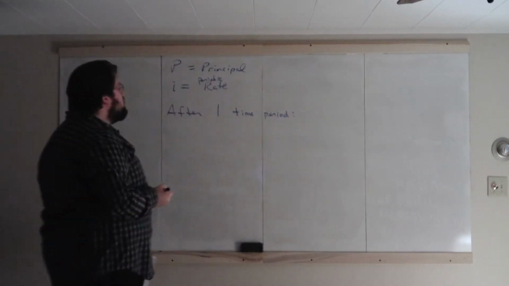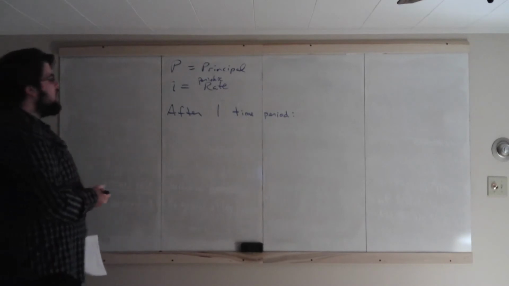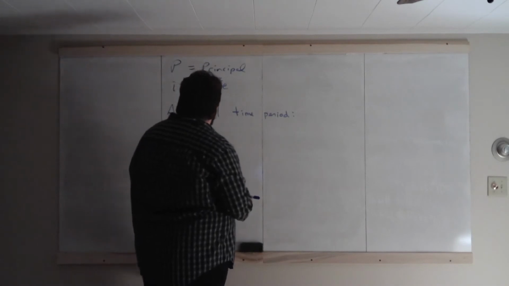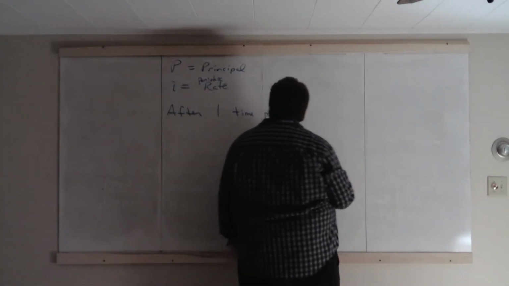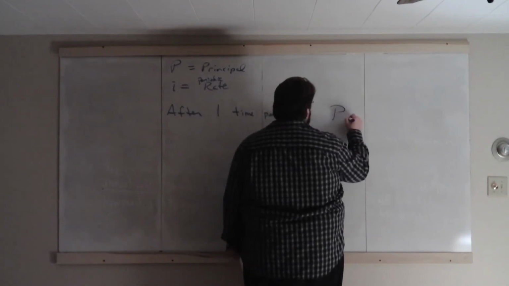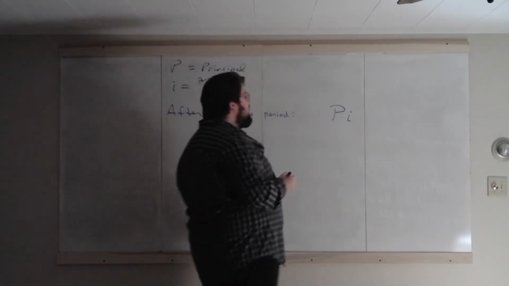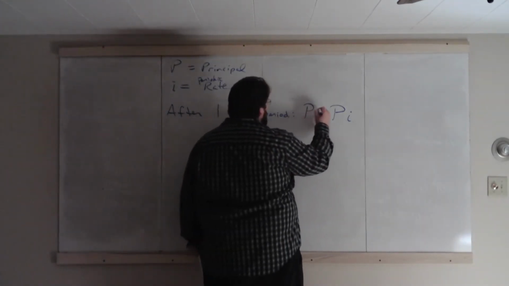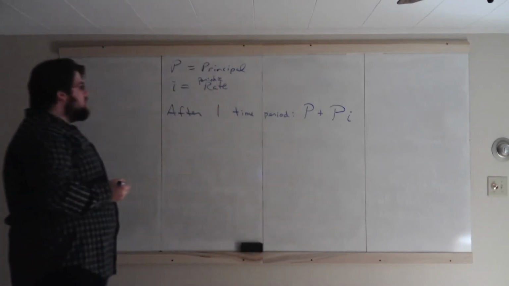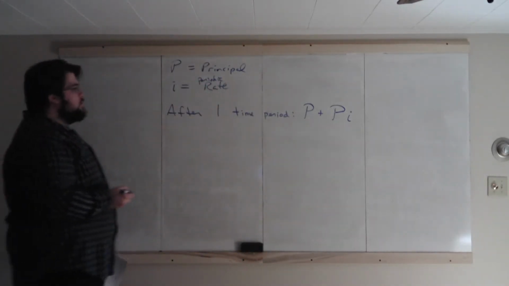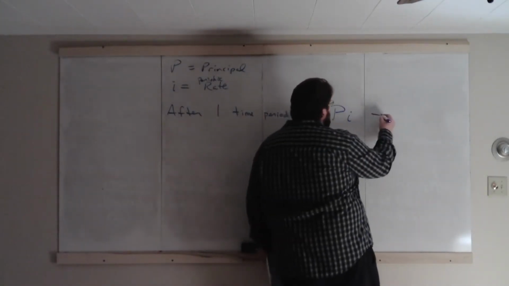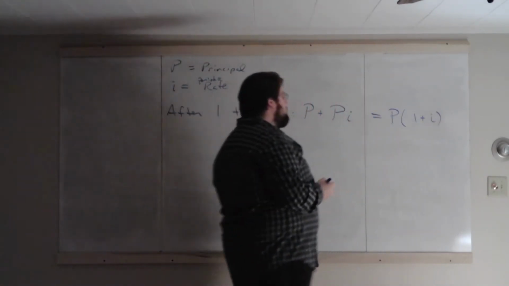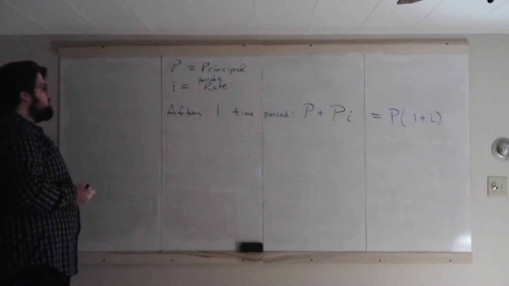After one time period, what is in the account? Remember, the simple interest formula gave us the amount in the account. So in the compound interest formula, we're going with the same thing. After one time period, how much interest is earned? Well, the principal times i interest is earned. That together with the principal amount gives you the amount in the account after one time period. And here, I will tell you that factoring this will be helpful. So we'll pull out a p from both terms, and you're left with 1 plus i.